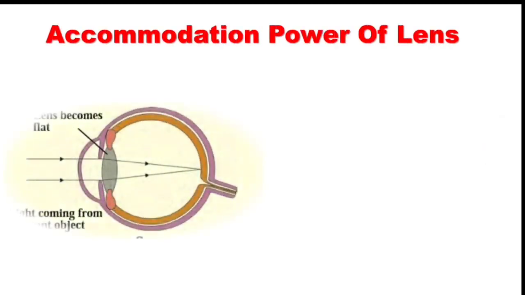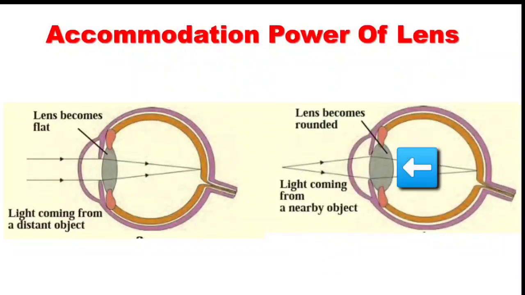You have to see the accommodation power of the lens. Okay. Look at this picture. While seeing any object at a large, infinite distance, the lens of the eye becomes flat, as shown in the figure. Its focal length increases, as shown in the figure. While seeing a nearby object, the lens becomes more rounded. The next picture you have to see is on the right hand side. Okay, its focal length decreases as shown in the right side picture.